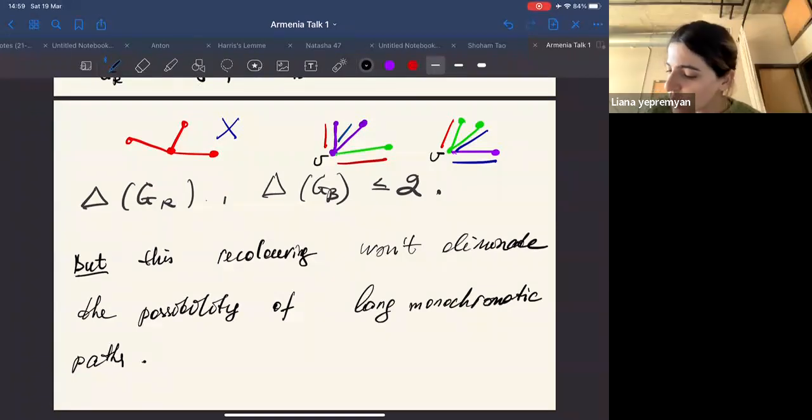Okay, so I will just show that this recoloring is not eliminating long monochromatic paths, and then during the next lecture we'll see how to fix that and how to continue.